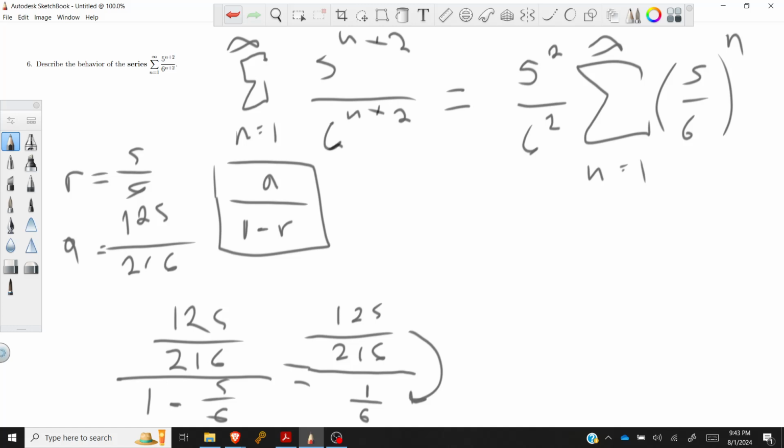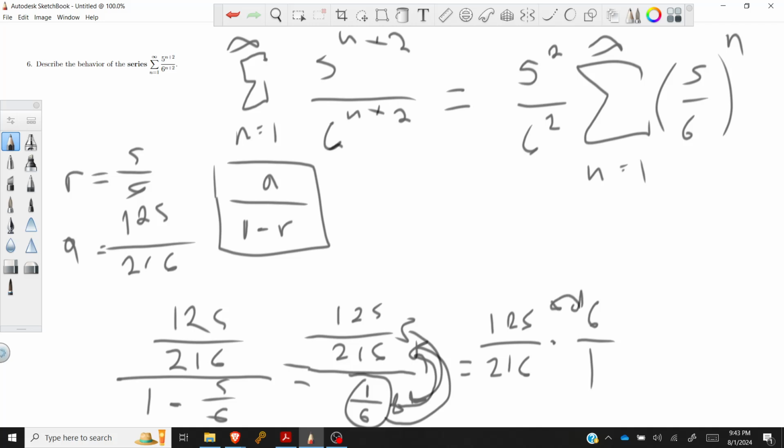This is another algebra step where we're going to multiply by the reciprocal. So it's going to be 125 over 216 times, we're going to flip this over, right? 6 over 1. So you can imagine just picking this up and flipping it over. 125 times 6 divided by 216 is going to be equal to 125 over 36.